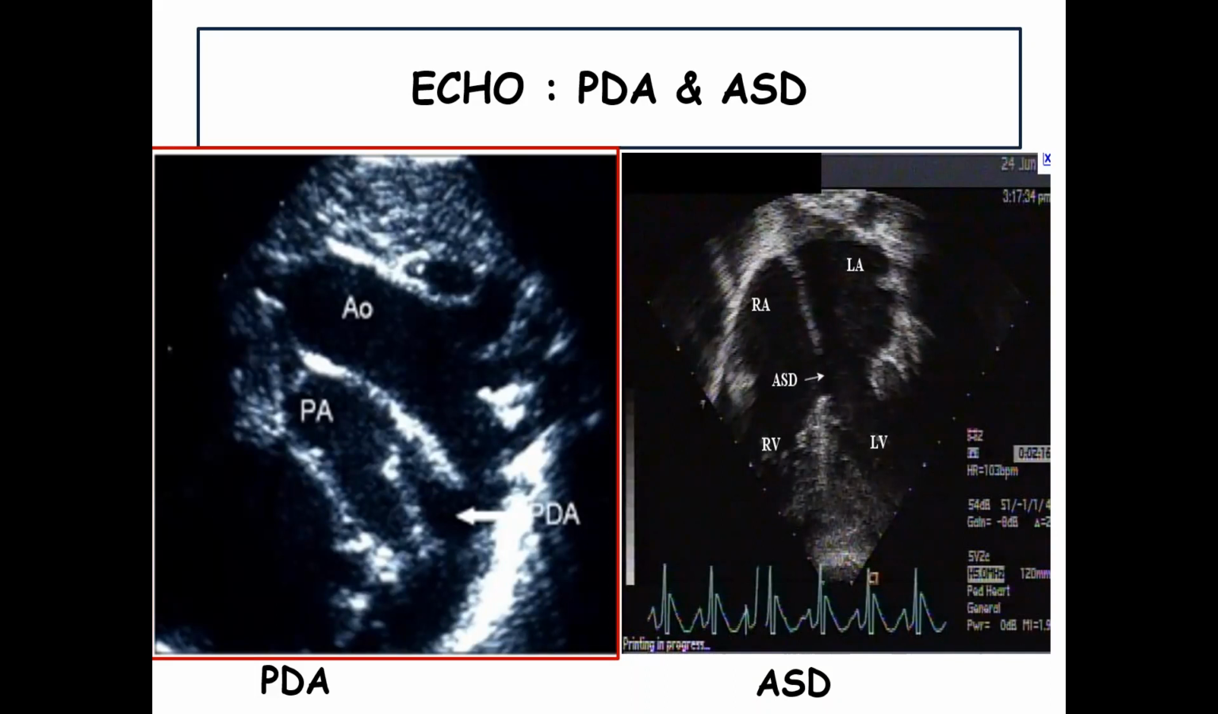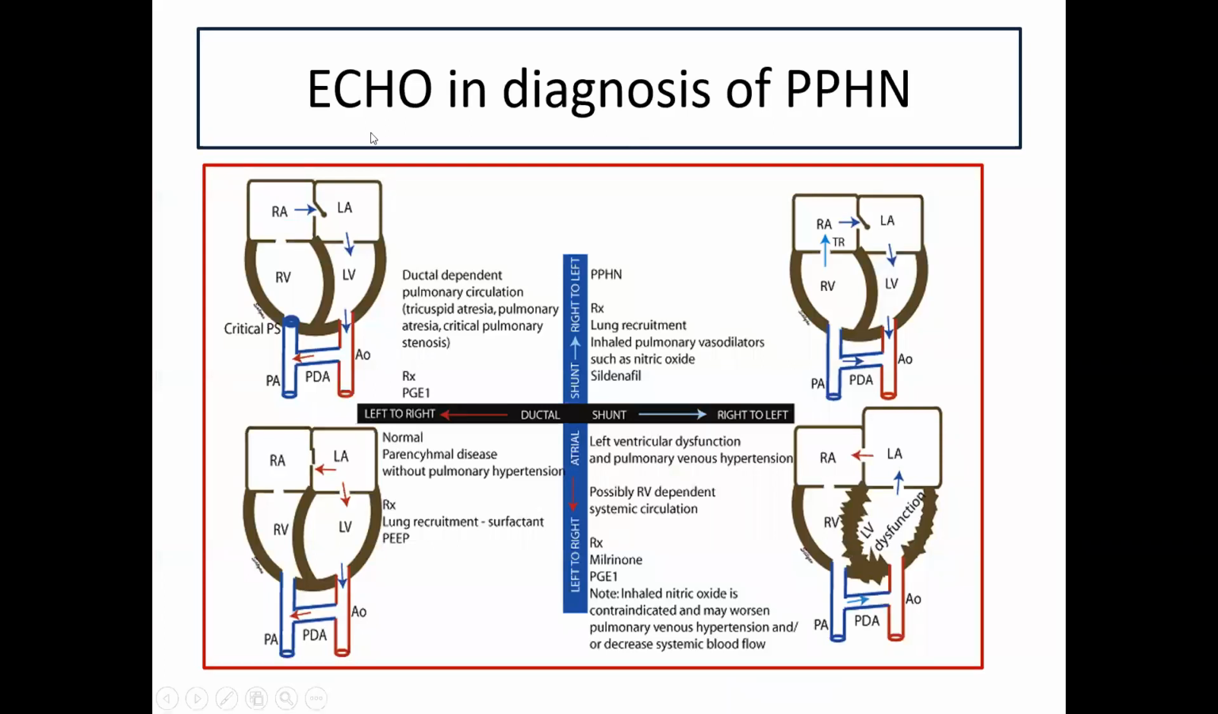We also tend to appreciate the presence of the right to left shunt across the two important shunts that we look for in the echo, which include the ductal shunt as well as the transatrial shunt. And right to left shunt across these two shunts is also indicative of PPHN.